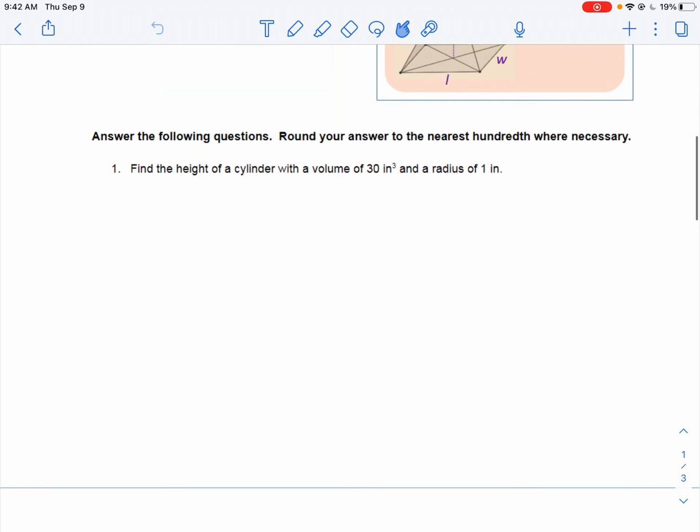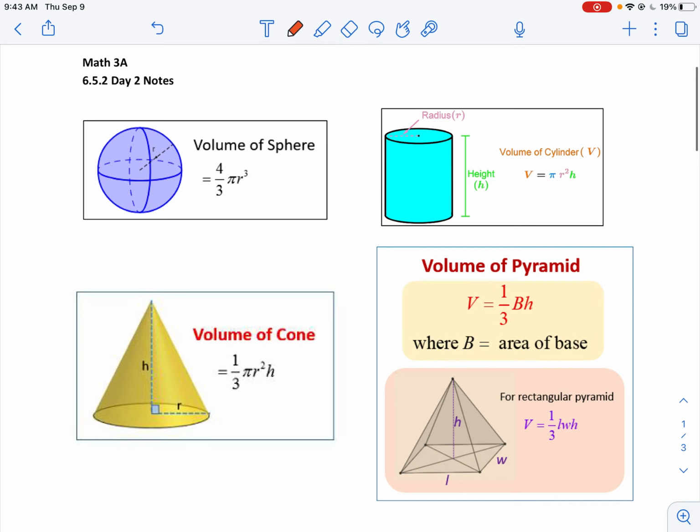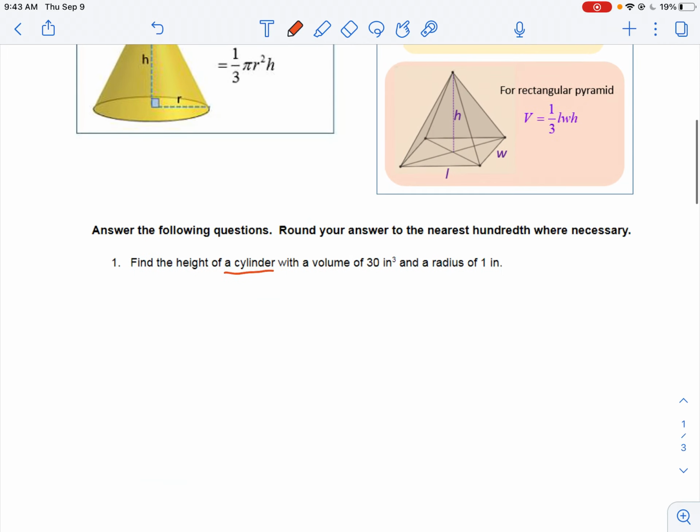Our first example, find the height of a cylinder with a volume of 30 inches cubed and a radius of 1 inch. So first of all, the height of a cylinder. So let me find the volume of a cylinder. It's V equals pi times the radius squared times height. So I'm going to write that down.